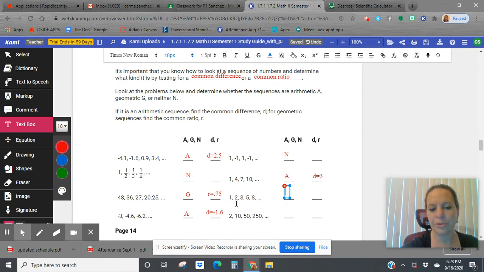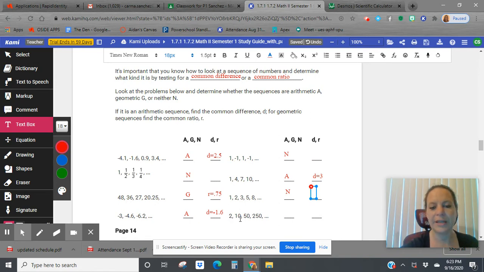From a 1 to a 2, from a 2 to a 3, from a 3 to a 5, from a 5 to an 8. This is adding 1, 1, 2, and 3. This is neither, and this has nothing then.